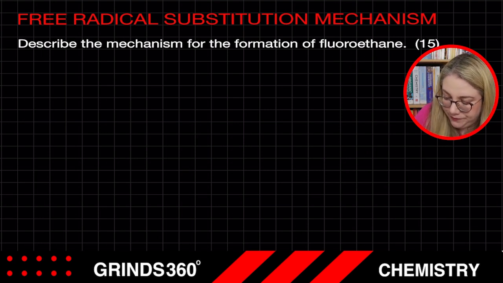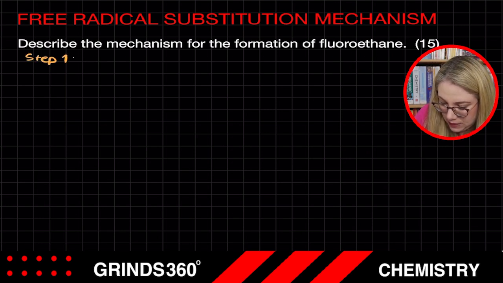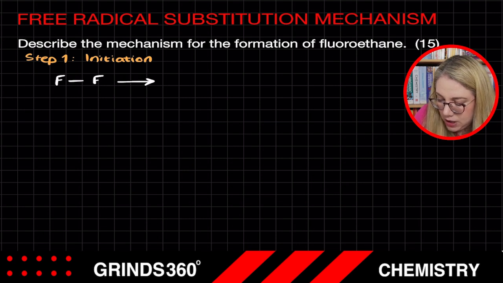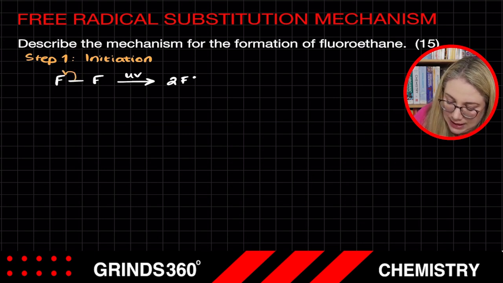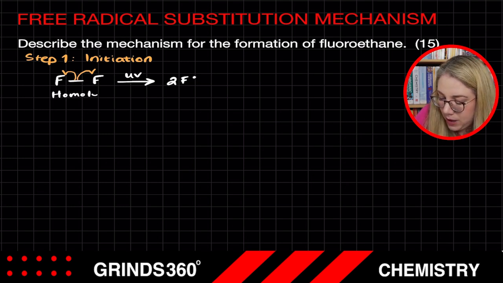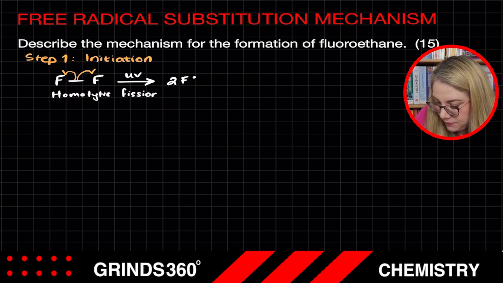Right, so step 1. We have initiation, where we have a fluorine molecule. You shine UV light on it and it splits up into two fluorine free radicals. One electron in the bond goes to the fluorine on the left, the other electron in the bond goes to the fluorine on the right. And this happens by homolytic fission. There's my first 3 marks.